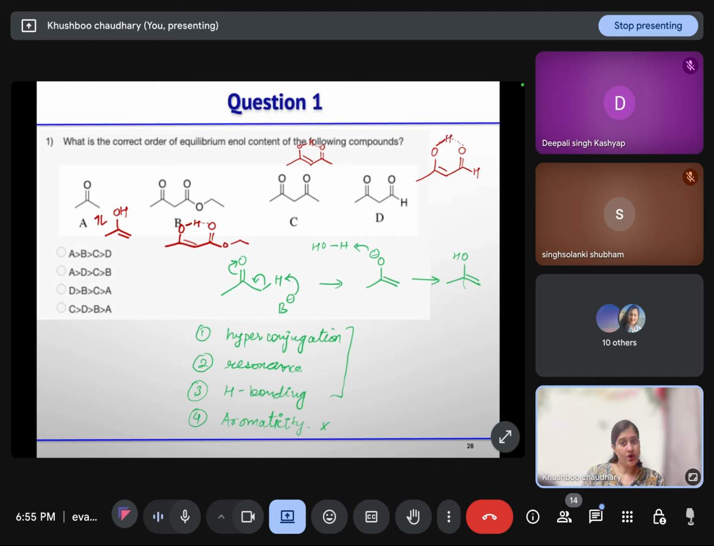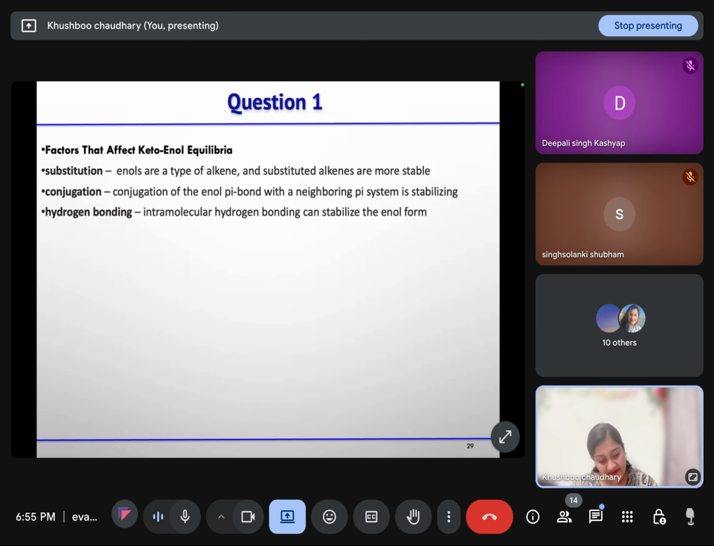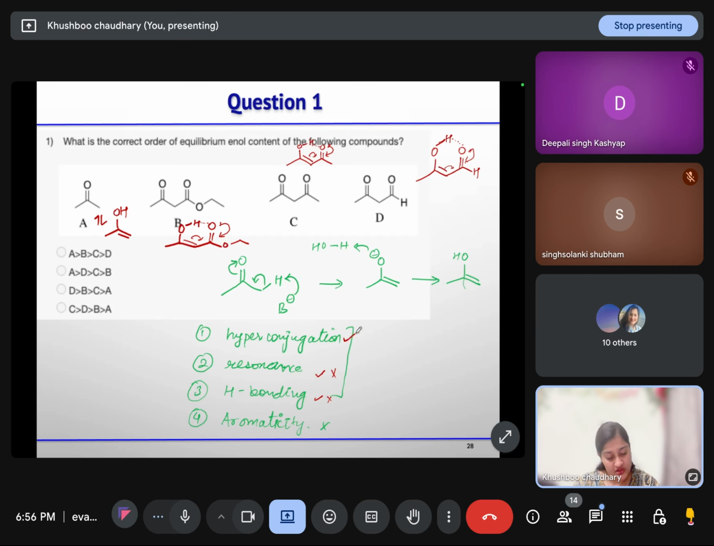Except one, in all the cases this hydrogen bonding is possible, and resonance is also possible, that these electrons can move here. These electrons can move here, right? So resonance and hydrogen bonding are common for all the cases. So these factors can't decide which will contribute most to the enol form, and which will contribute least. So now the remaining factor is hyperconjugation. So this will decide hyperconjugation. How will we find it? Based on the alpha protons.